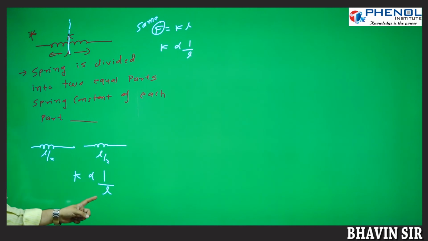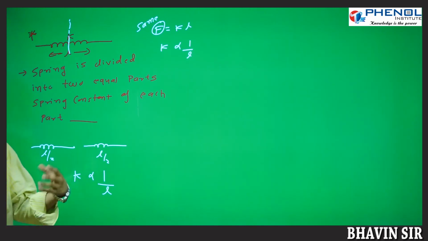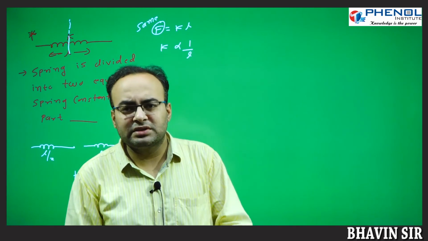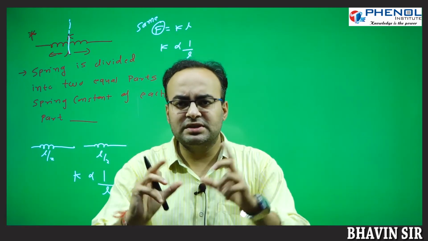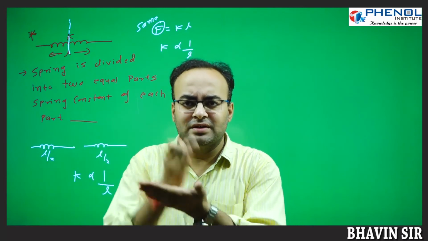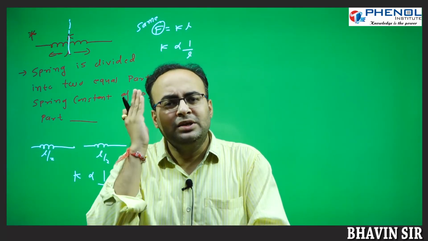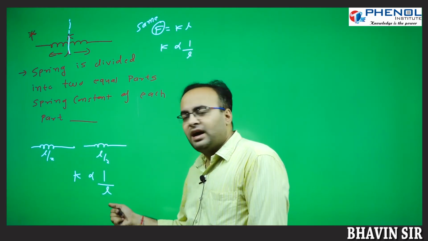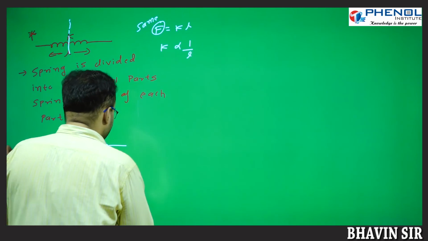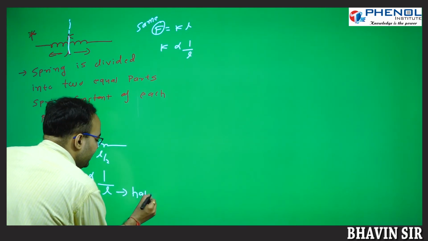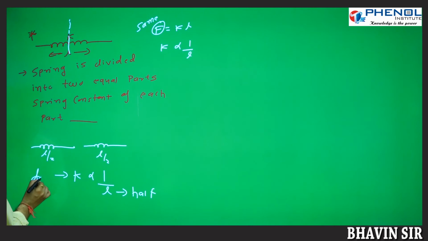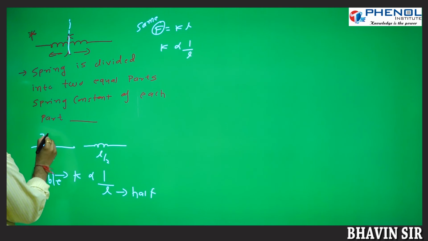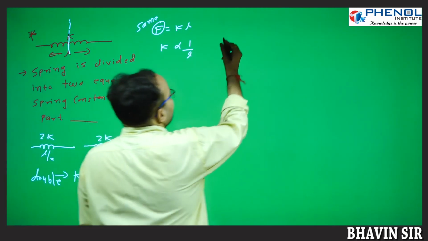Now if length becomes half, then the spring constant becomes double, because they are inversely proportional. The force is the same because it depends on the material, and when we cut the spring the material is the same. So when length becomes half, K becomes double. So what is the spring constant of each part? 2K.